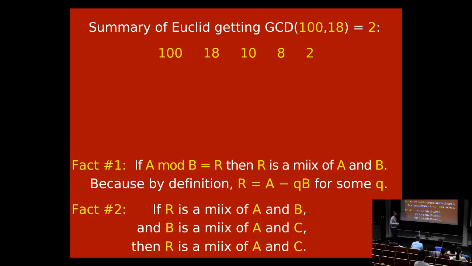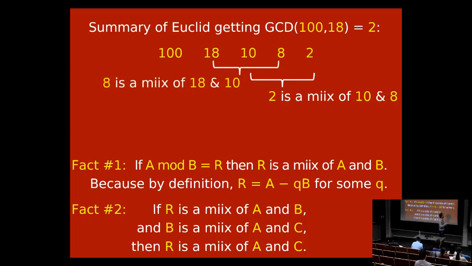Now let's just take these two facts and apply them to this chain going right to left. So at the end of this chain, we have that 2 is 10 mod 8. So by fact 1, we know 2 is a mix of 10 and 8. Now, but what about 8? 8 was 18 mod 10, so we also know by fact 1 that 8 is a mix of 18 and 10. But now 2 is a mix of 10 and 8, and 8 itself is a mix of 18 and 10, so 2 is a mix of 18 and 10 by fact 2.